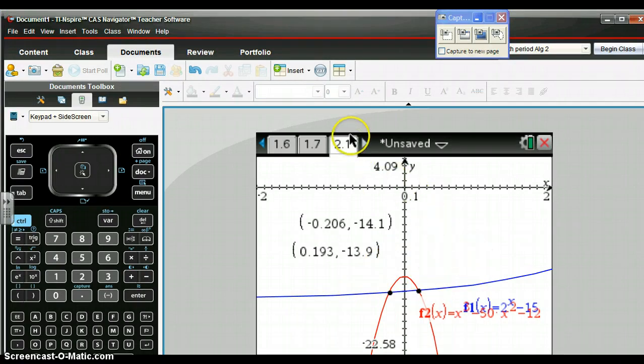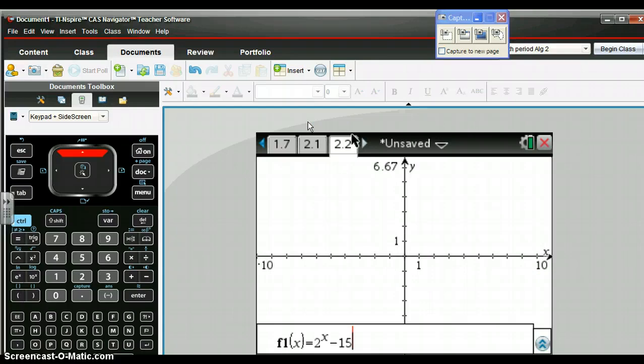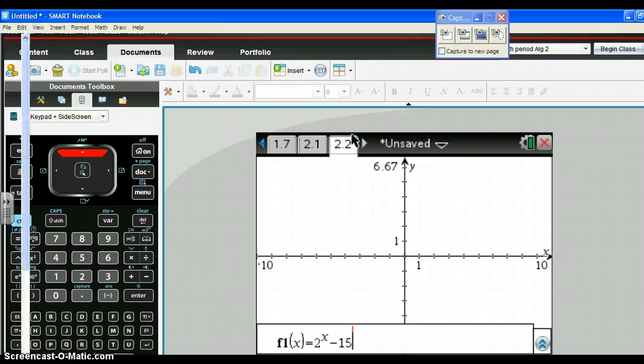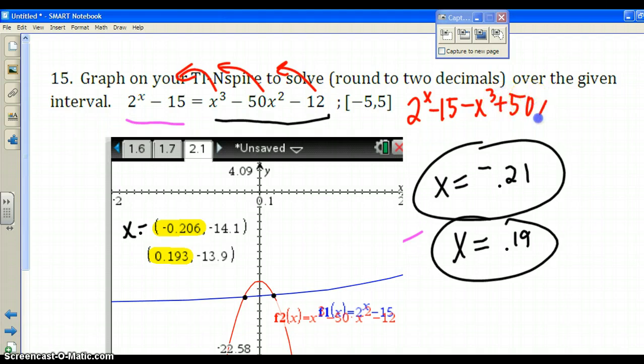So that was F1 and F2. Here's what I'm going to do. Let's see, insert a graph, go up to F1, and I'm going to really solve this equation. If I subtracted x cubed and added 50x squared and added 12, I'm going to move all these to the other side of the equation. The only thing left on the right side of the equation is 0. So my new equation would be 2 to the x minus 15 minus x cubed plus 50x squared plus 12 equals 0. So I set the whole equation equal to 0.